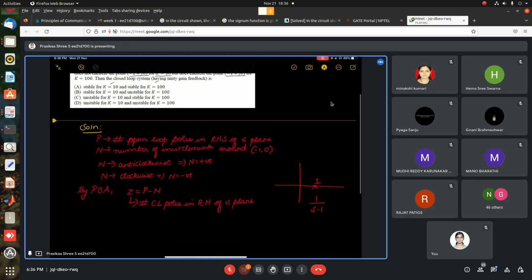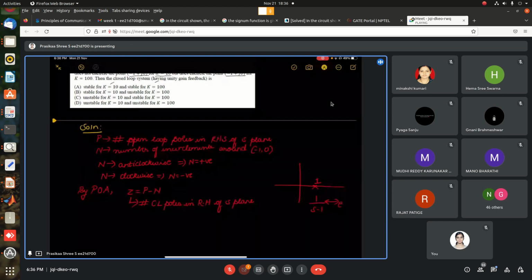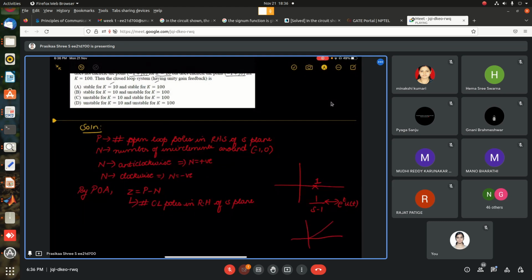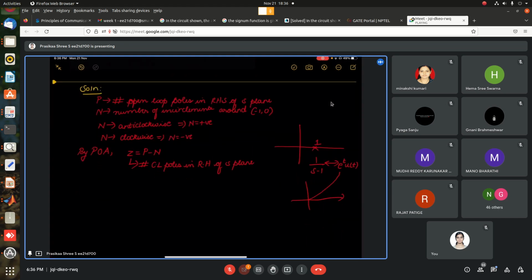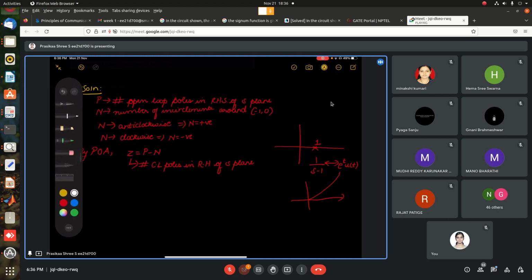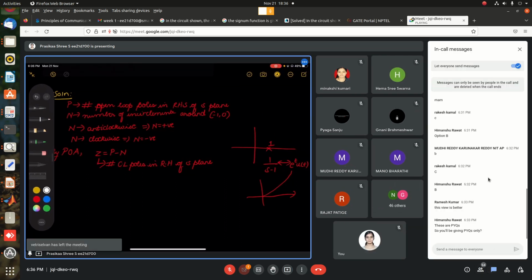So 1 by S minus 1. What is the inverse Laplace transform of 1 by S minus 1? e power t u of t. So e power t u of t is an unstable system because it keeps on growing. It is unbounded, hence it is unstable. The signal is unbounded, right? So the pole should not be present in the right half of S plane. So now, with this given hint, has anyone solved the question? Anyone? Okay. People are saying option B is right.